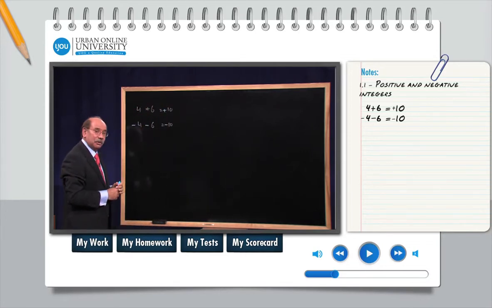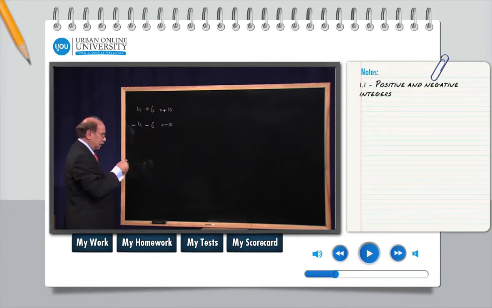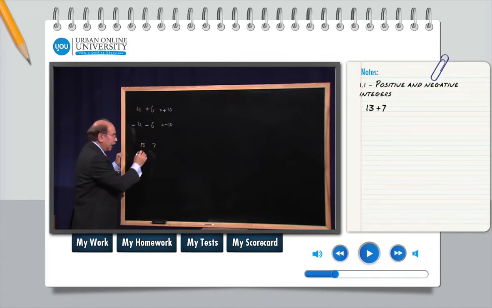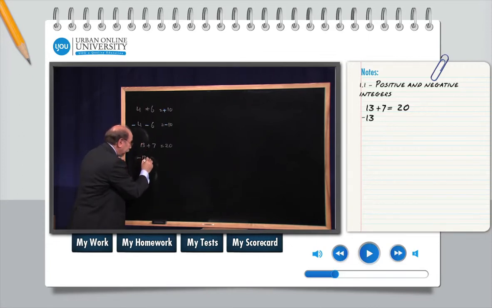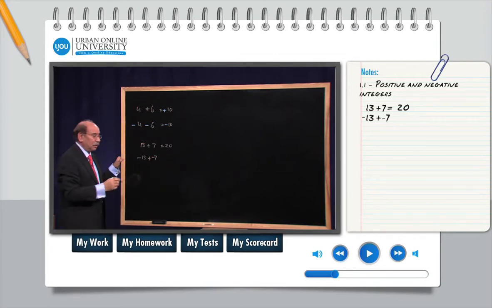Now, how do we add numbers? Let me take one other example. I'm going to take two numbers, which will be maybe consistent with my chalk here. I take 13. I take number 7. I add them up, and we get 20. I can take the same two numbers. However, I'll change this number to negative 13. I'll keep the positive sign here as is, and change this number to negative 7. The question will be, what will be the answer?